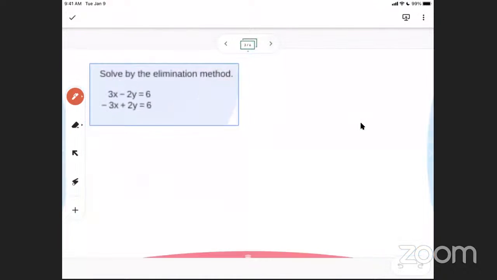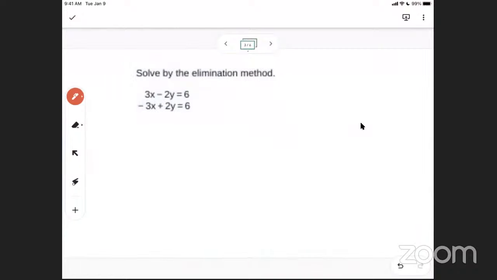Solve by the elimination method. All right. Well, the elimination method is what I just showed you. And fortunately, this is already set up because look, I can just add them straight down. But what's going to happen when I do that? I eliminate both of them and I get 0 equals 12. What? 0 doesn't equal 12. That never happens. Since that never happens, this has no solution, which means they are parallel lines.